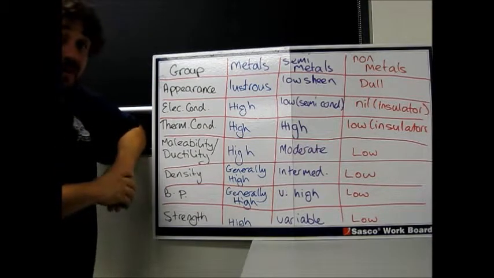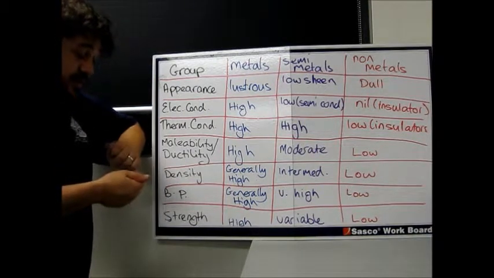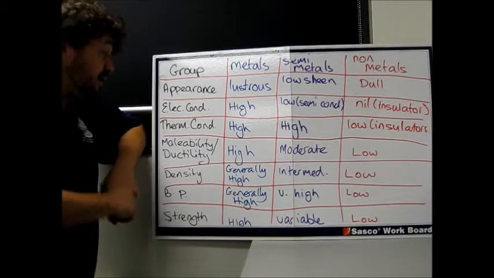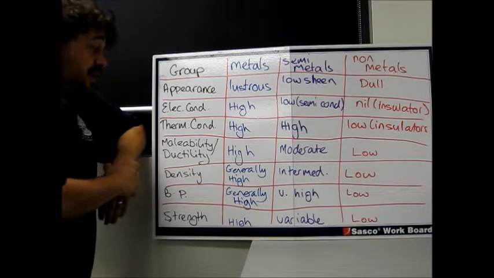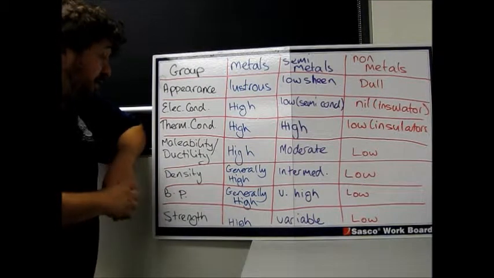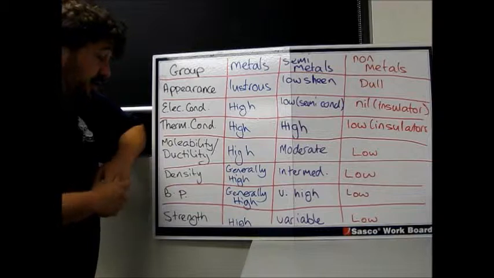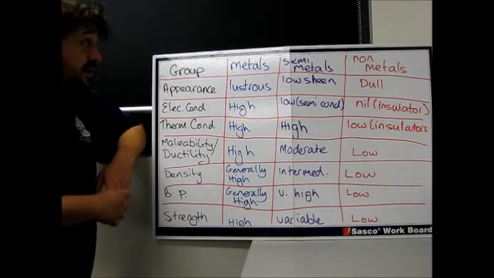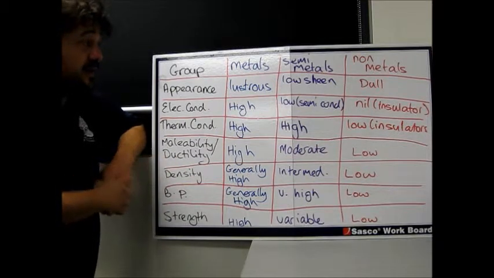Malleability or ductility. Malleability is the ability to press it into a different shape. Ductility is to be drawn into a wire. It's high for metals, moderate for semi-metals, and low for non-metals. The density is usually pretty high for metals, not always though. Aluminium is very light. It's intermediate for semi-metals, and low for non-metals.